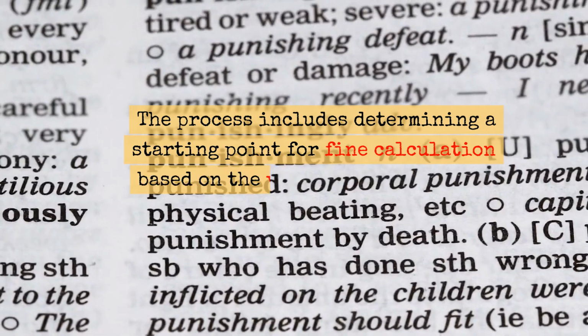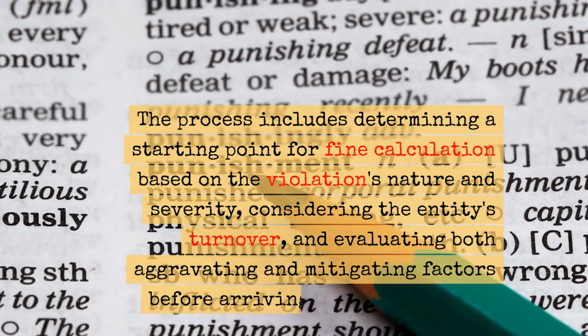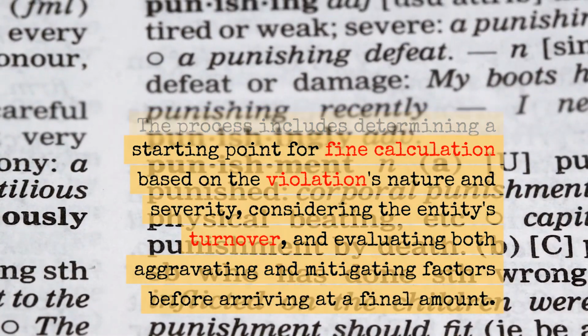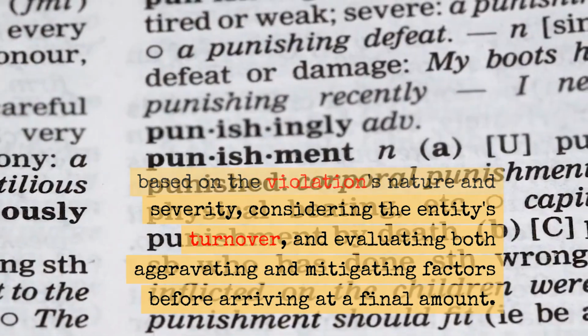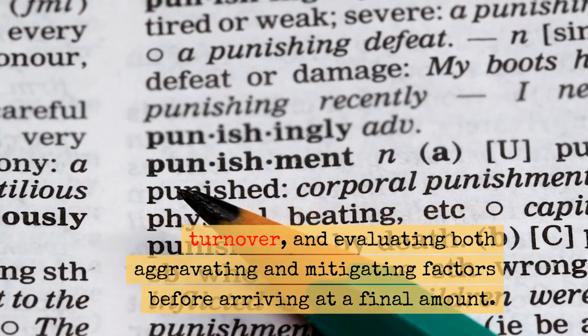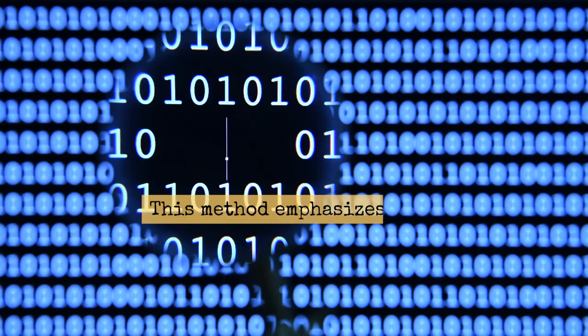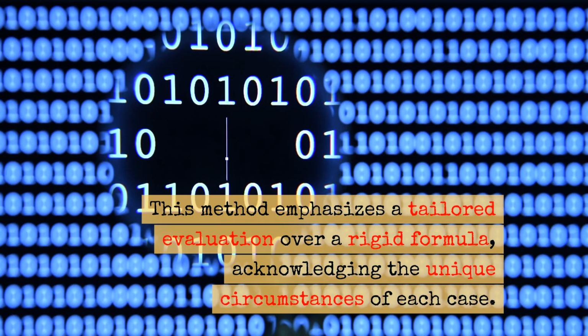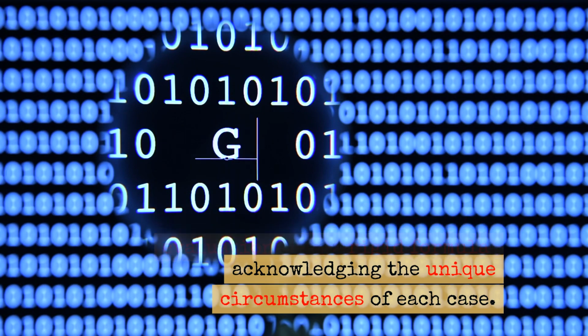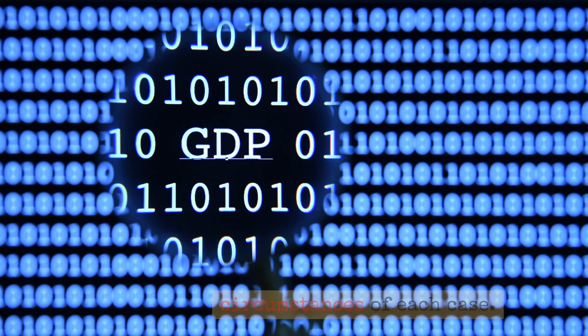The process includes determining a starting point for fine calculation based on the violation's nature and severity, considering the entity's turnover, and evaluating both aggravating and mitigating factors before arriving at a final amount. This method emphasizes a tailored evaluation over a rigid formula, acknowledging the unique circumstances of each case.